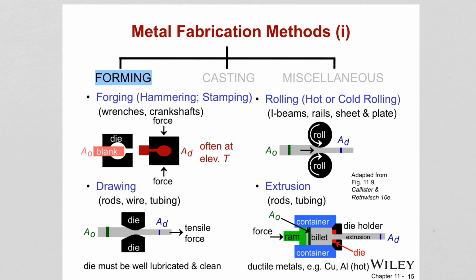And there is also extrusion. In this case, a force is applied to what we call the billet or the workpiece. Again, the cross-sectional area is reduced. This time we are forcing the material to flow through a die cavity. Usually ductile materials, such as copper and aluminum, are produced with this technique.